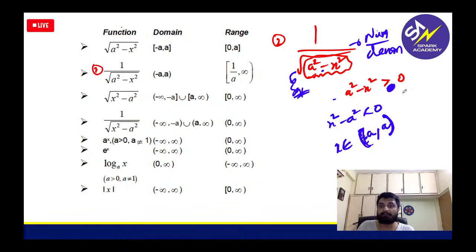Why is it an open bracket? Because it is only greater than 0. Here it was greater than or equal to 0. Here it is only greater than 0. That is the fundamental difference, guys. I hope all of you are getting it. Everyone? Yeah. I hope all of you are getting it.